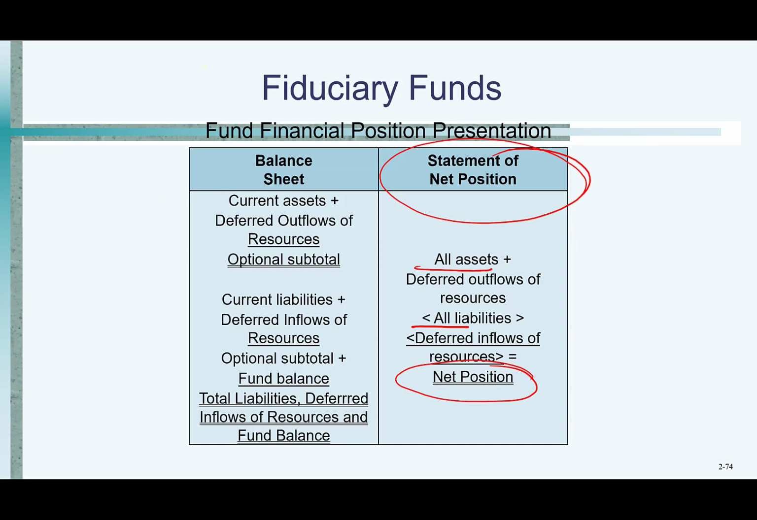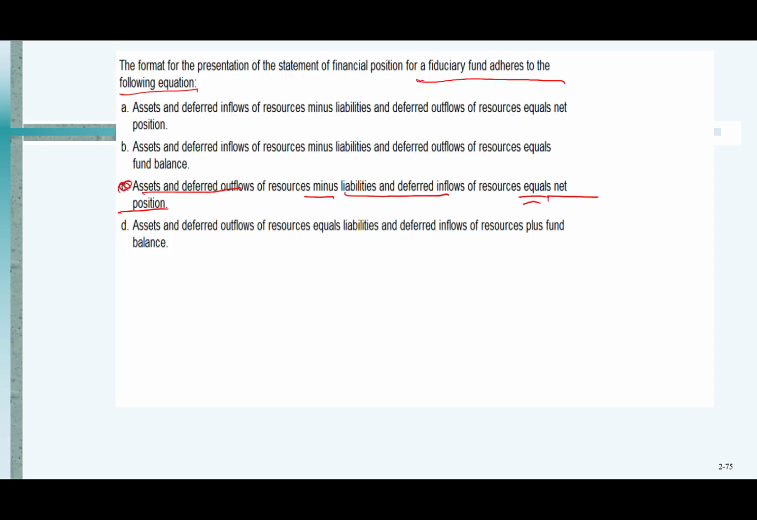Question? Okay. So, this is why I made a big deal out of it, because I knew this question was coming. The format of the presentation and statement of financial position for fiduciary funds adheres to the following equation: assets and deferred outflows minus liabilities and deferred inflows equal net position, doesn't it? Because we show the difference. And that would be the same for the government-wide, the same for the proprietary funds. It is not the same for the governmental funds.